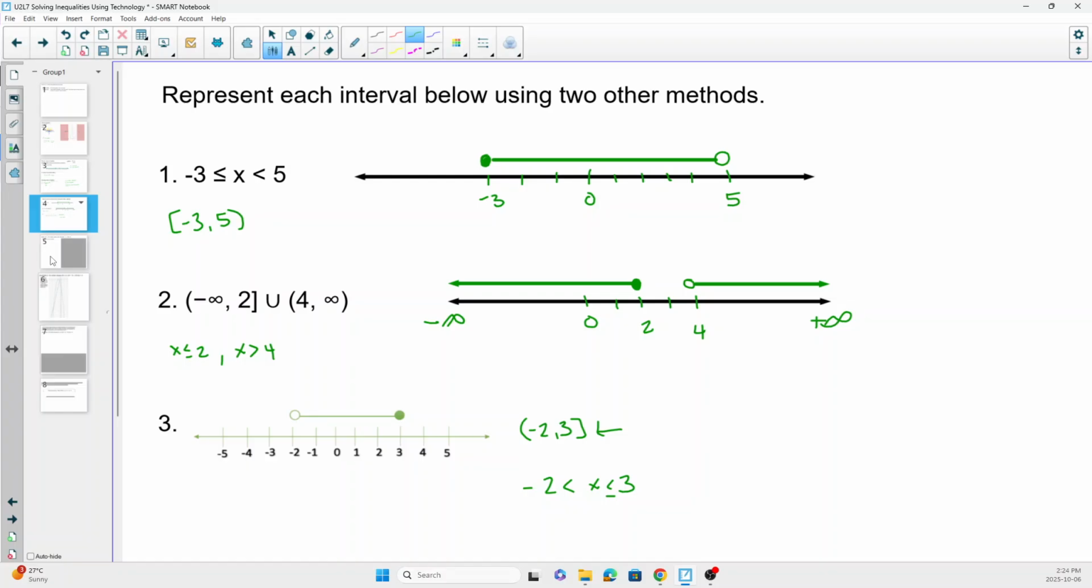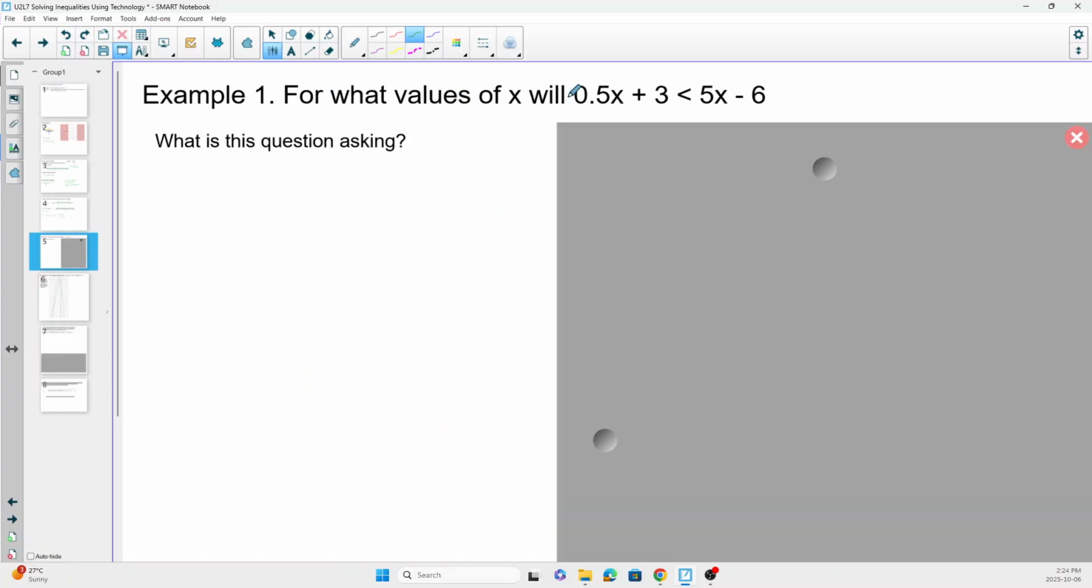So the next thing we're going to do is look at an example. We want to know for what values of x will 0.5x plus 3 be less than 5x minus 6. So I want you to take a second and think about what this is actually asking you for. What does that inequality mean? We don't want to know when these two things are equal, because they're unequal. We want to know when this is less than that. Okay, so take a minute, think about that.